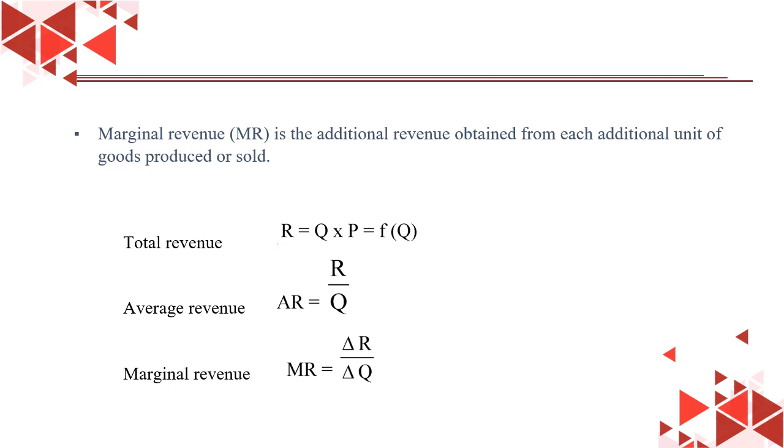So again, this is the total revenue. TR is equal to QP or PQ, and then the average revenue is just total revenue over Q, and then the marginal revenue is again the total revenue from the next step of production minus TR n over Q n plus 1 minus Q n.